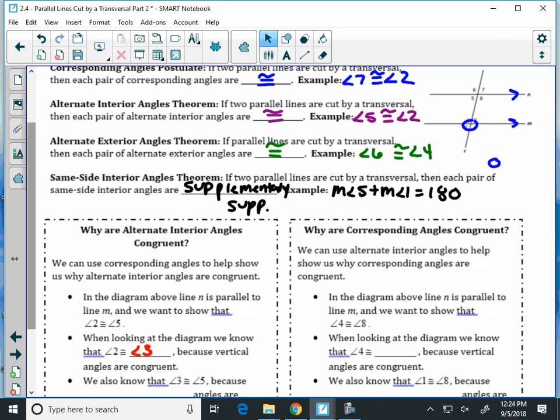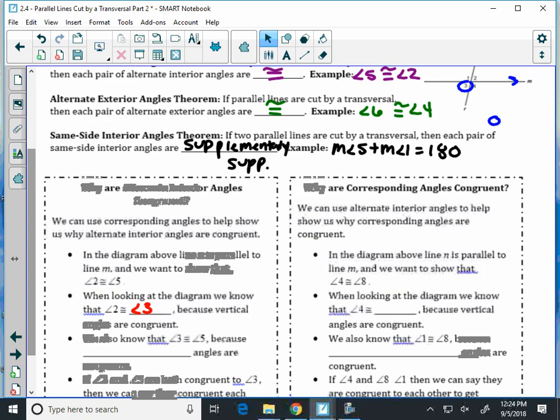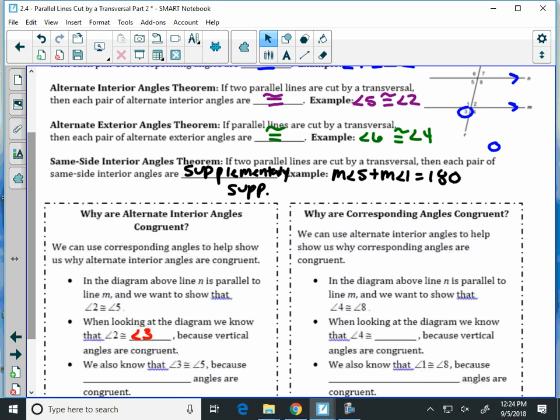So we linked 2 to angle 3. Well, I also noticed when looking at that diagram that 3 is congruent to 5. Angle 3 is congruent to angle 5 because blank angles are congruent. Well, if we take a look, what's the relationship between angle 3 and angle 5? What kind of angles are those? Corresponding. They're sitting in the same corner. We know corresponding angles are congruent.